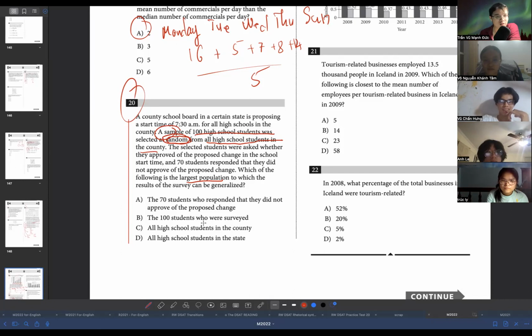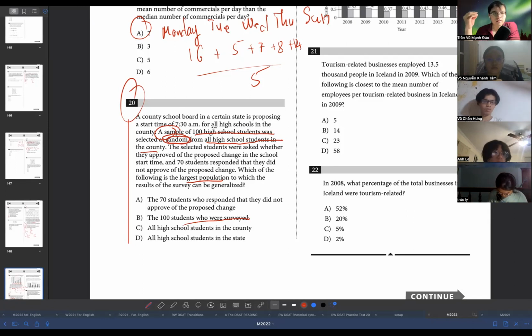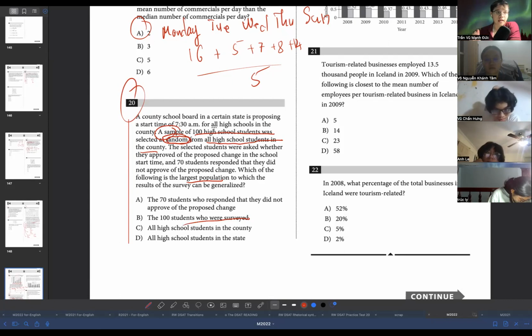What is it? The 100 students who were surveyed. If I am selecting 100 students in this survey, I don't need to randomly sample everything, because the key of sampling is to reduce cost. But if I want to survey 100 students, what's the point of random sampling, right? C. Yeah. Exactly, because I don't really have the financial ability to survey every high school student in the county. I select 100 students at random, so it will be representative. That's the key in statistics. That's why it's C, right?